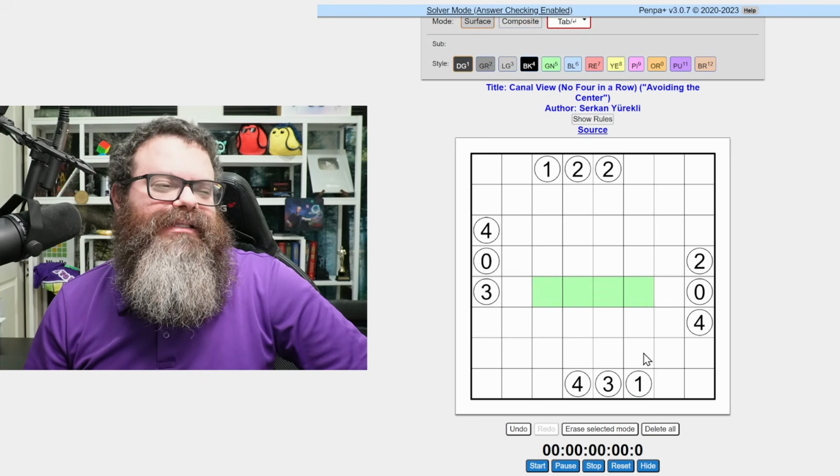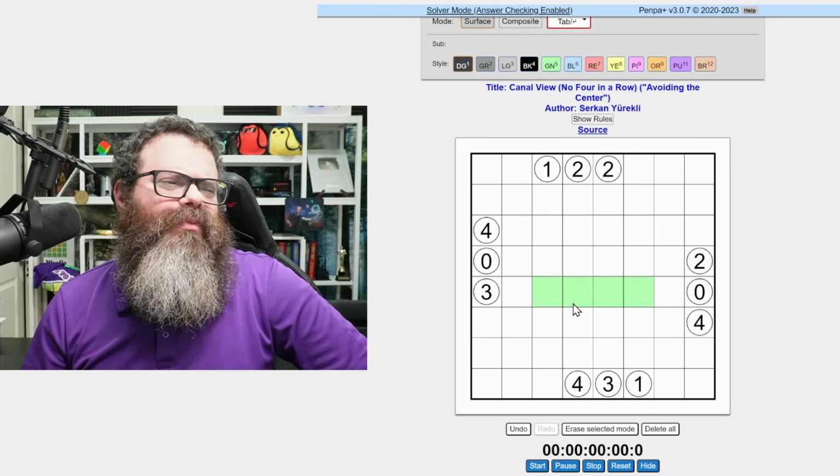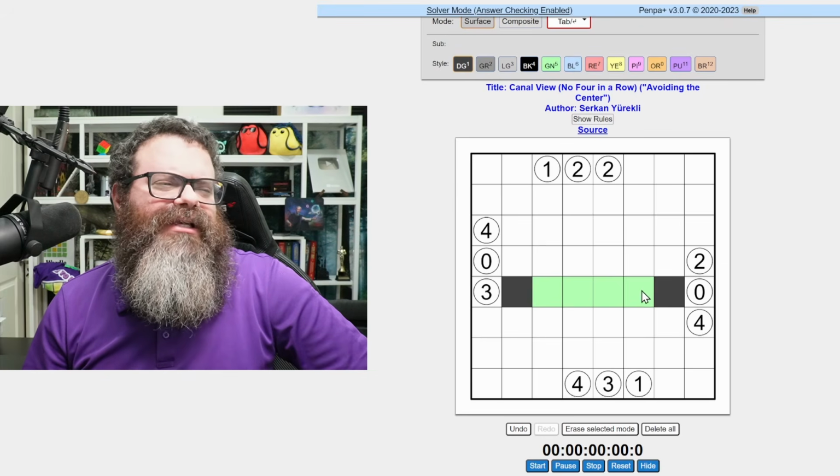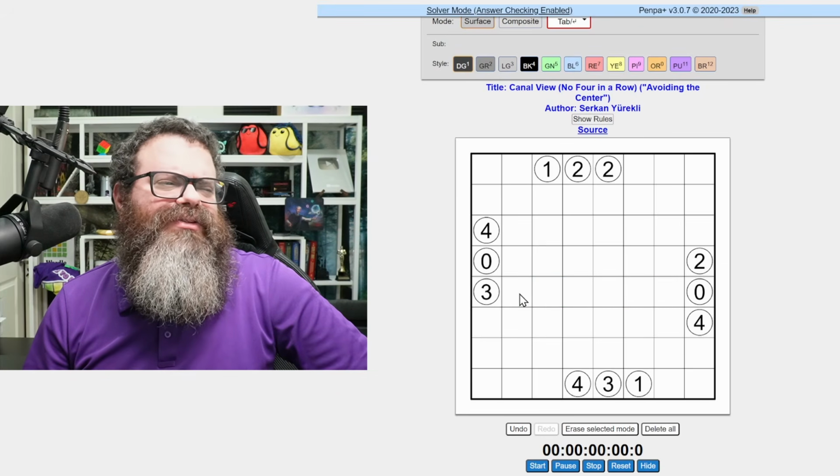Same with unshaded. Unshaded also can't have 4 or more in a row. So this wouldn't be allowed. If I only shade these two, that makes 4 unshaded in a row. That's not allowed. We're going to use green for unshaded.